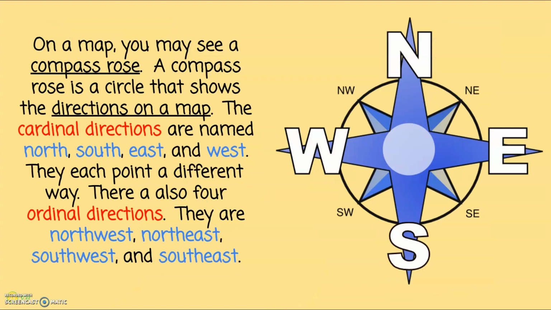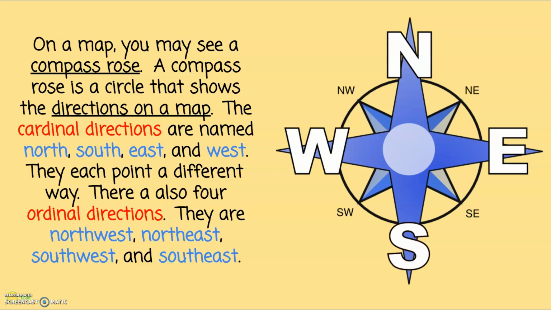On a map, you may see a compass rose. A compass rose is a circle that shows the directions on a map. The cardinal directions are named north, south, east, and west. They each point a different way.